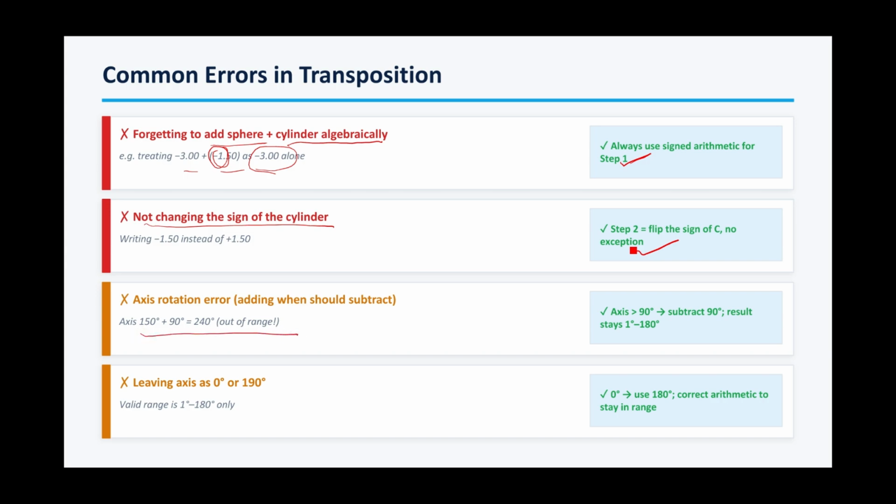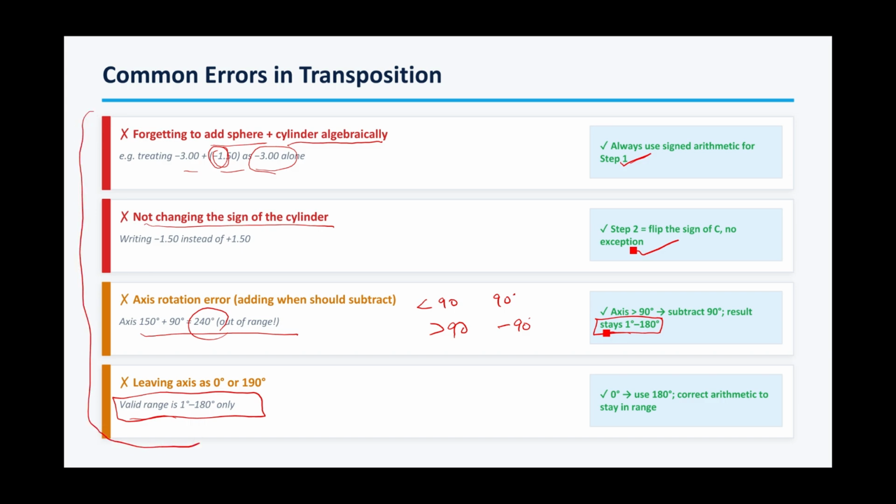Rotation of the axis. As I told you, our end result must always be within 1 degree to 180 degrees. If you end up with a value outside this, that simply means we have made a mistake in calculation, okay? So always remember, less than 90 means add 90 degrees, greater than 90 means deduct 90 degrees from the value. So our axis value will always stay within this valid range. If you get anything beyond this, that means we have made a mistake and our transposition is wrong.